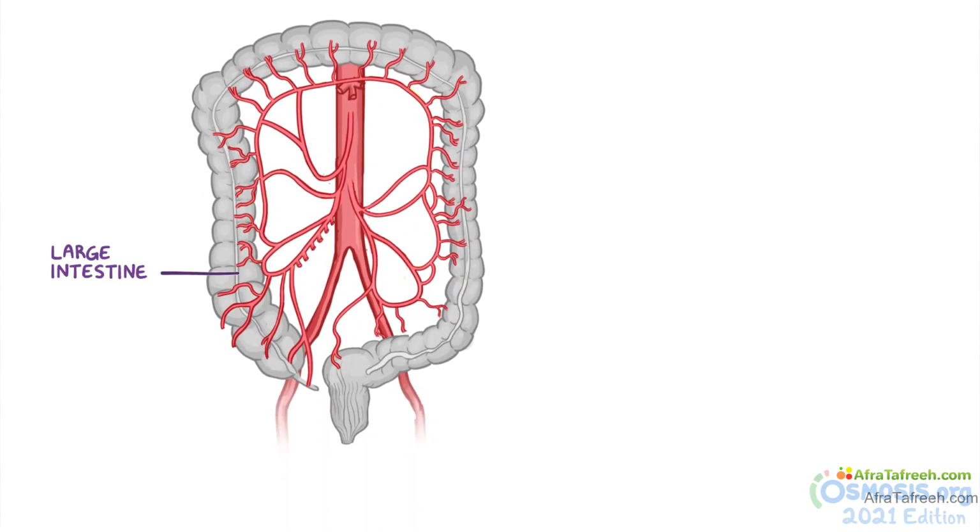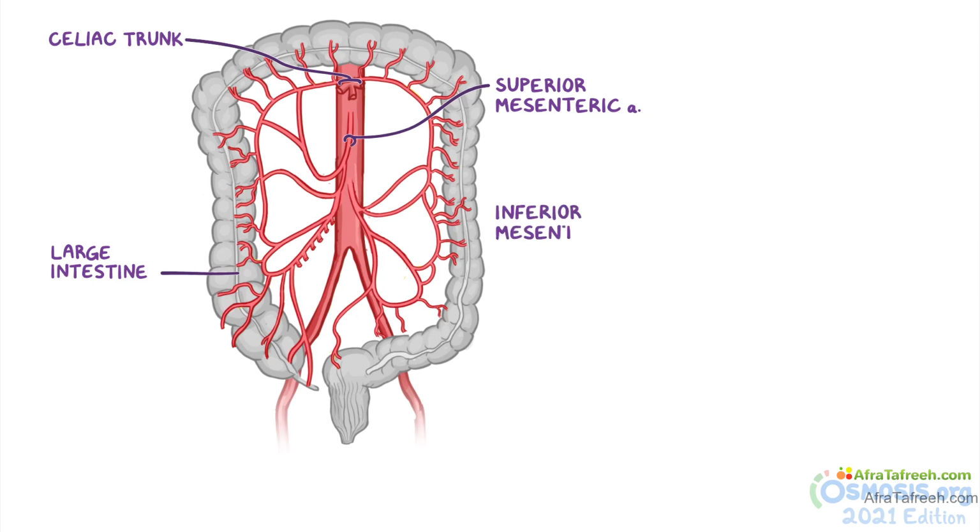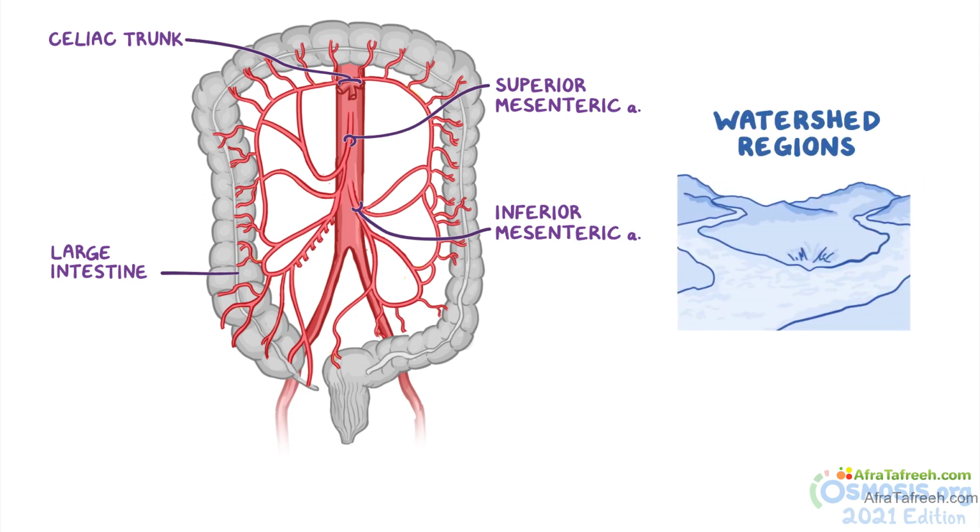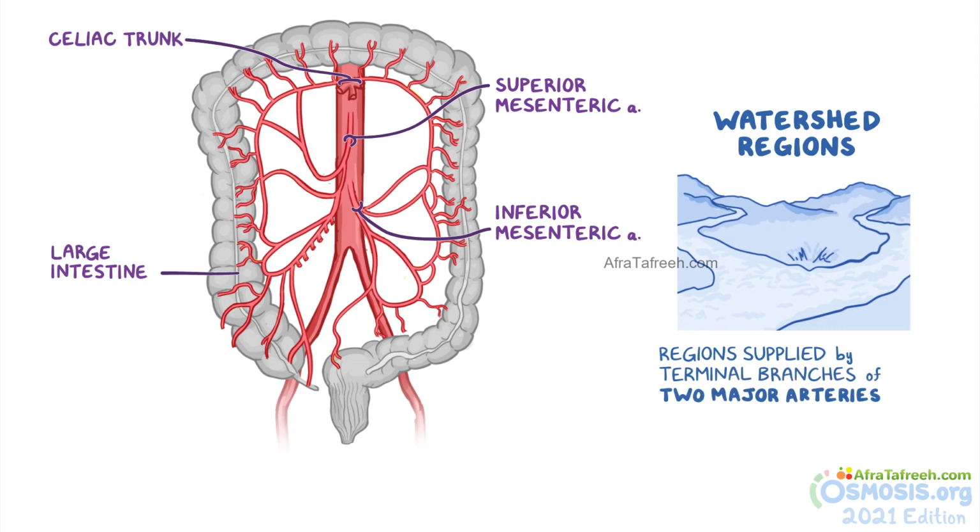Remember that the GI tract is supplied by 3 major arteries: the celiac trunk, the superior mesenteric artery, and the inferior mesenteric artery. Now, between these major arteries, there are anatomical areas called watershed regions, which are anatomical regions supplied by the terminal branches of 2 major arteries. In regards to the large intestine, its blood supply comes from the superior mesenteric artery and the inferior mesenteric artery. Therefore, any area that receives blood supply from the terminal branches of both these vessels is considered a watershed region.